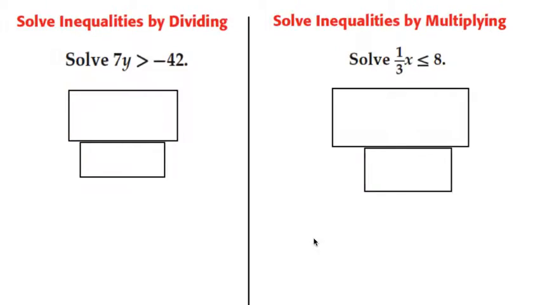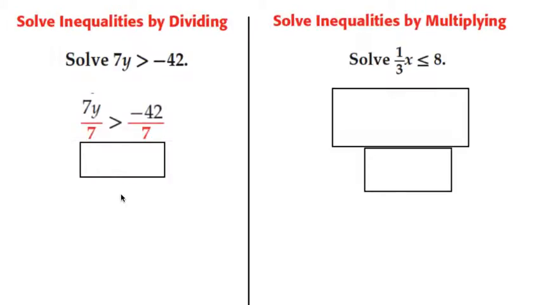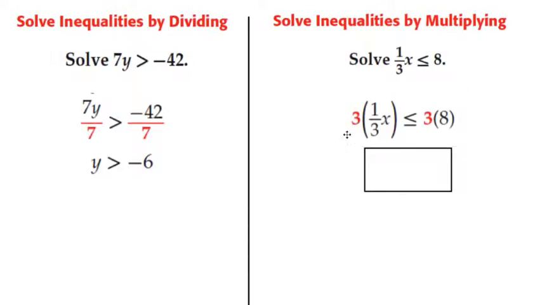Here's an example. If I want to solve this inequality, 7y greater than negative 42, just like an equation, we would divide both sides by 7. We would get y greater than negative 6. On the right-hand side, x is multiplied by 1/3. So to get rid of that 1/3, we would multiply by the reciprocal, which is 3. So when I multiply by 3 on both sides, I get x is less than or equal to 24.